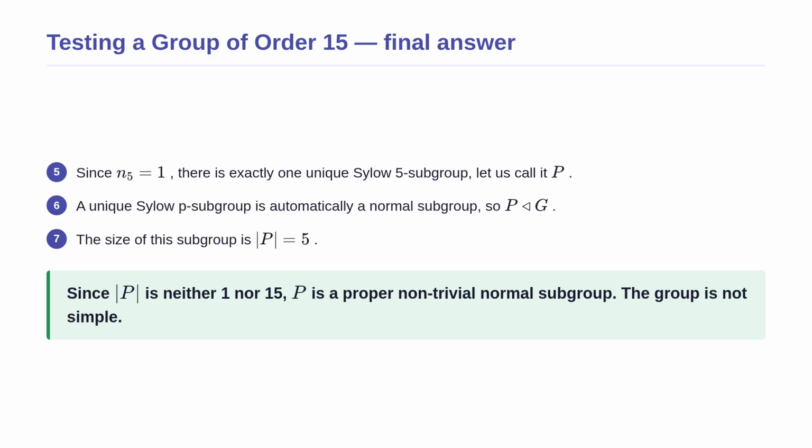Continuing our example, we found that N5 equals 1. This means there is exactly one unique Sylow 5-subgroup in the entire group, which we will call P. Because it is unique, group theory guarantees that P is a normal subgroup. We also know its size is exactly 5 elements. Since 5 is not 1, it is not the trivial group, and since 5 is not 15, it is not the entire group. We have successfully found a proper non-trivial normal subgroup. Physically, this means the group can be broken down, so it cannot possibly be a simple group.